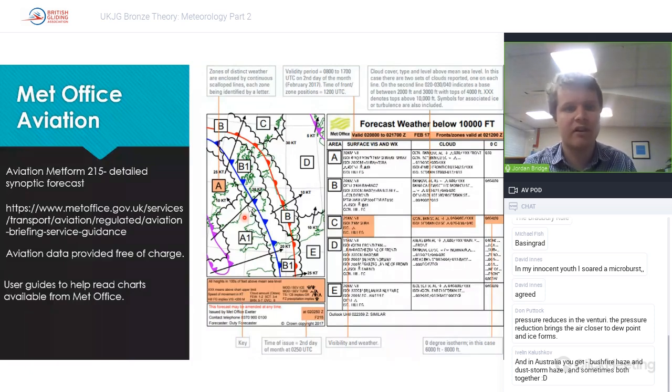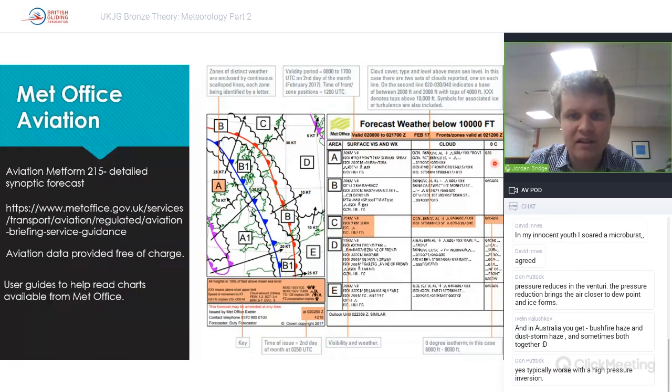But the Met Form 215 is something very useful in gliding to work out a general synopsis in great detail. So if we were at Lasham today, I'd be looking at that going, well, we're in a warm sector. We're probably going to see fairly low cloud, maybe some poor visibility and some changeable conditions. But the freezing level, as demonstrated here, this was taken in February. Freezing levels are not too low in this example.